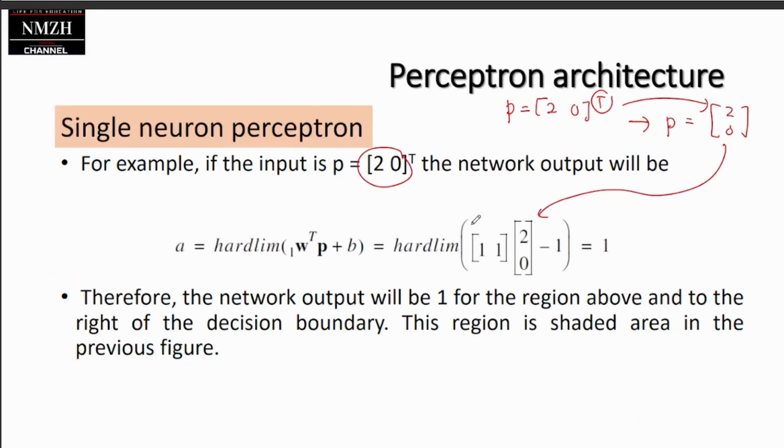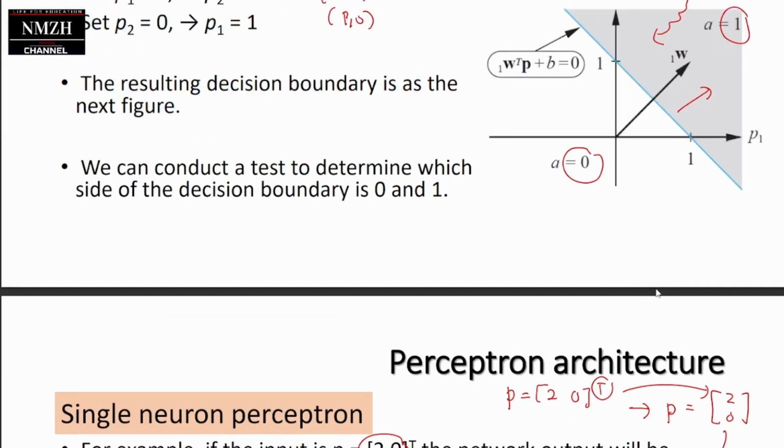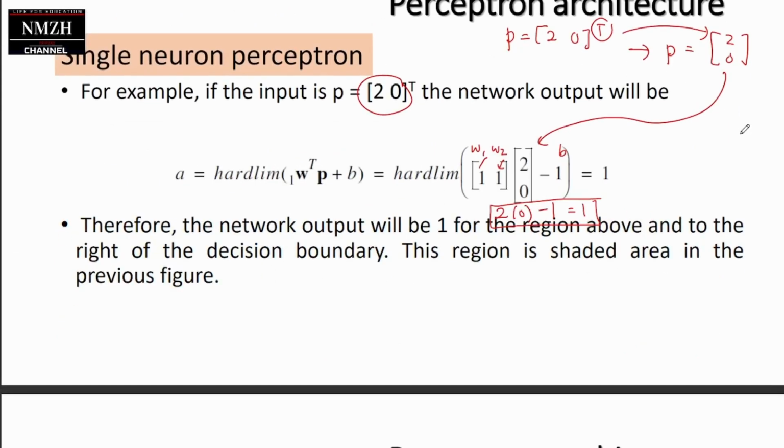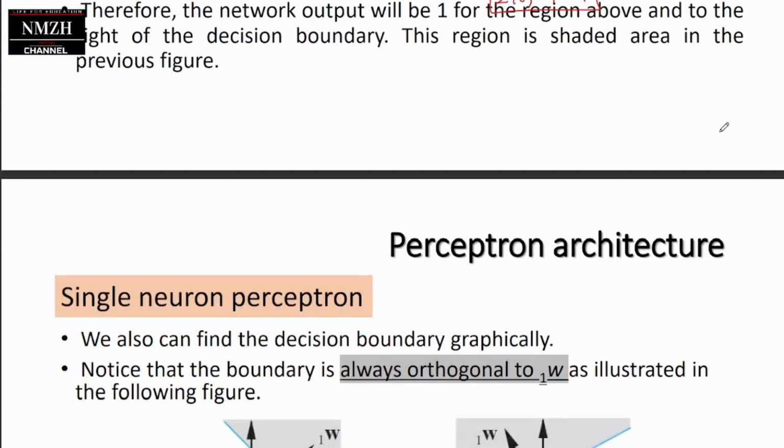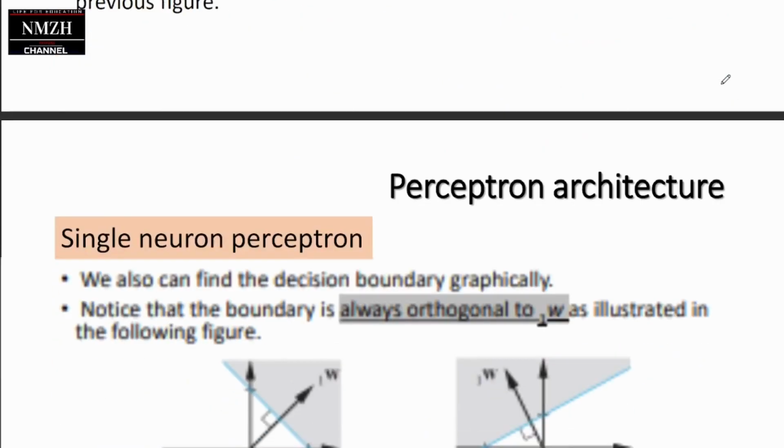So this one is weight 1 and this one is weight 2, given. This one is the bias, right? So we just put it here. 2 multiplied by 1, plus 0 multiplied by 1, minus 1 equals 1. So this is 1. So meaning 2, 0, right? So 2, 0 is basically here, the location of the data. So it means the data is true for this category, the shaded area. So that's the reason why A is 1. Okay. So that would be the idea of classification, the one that we discussed before.